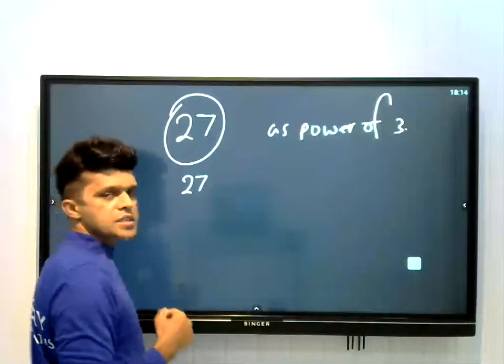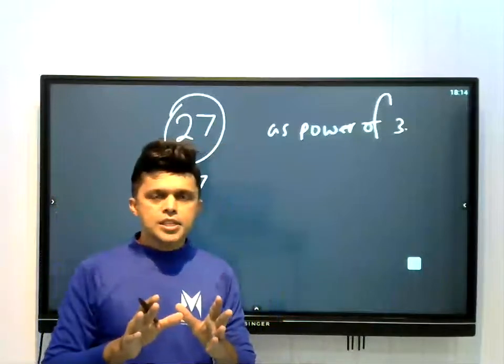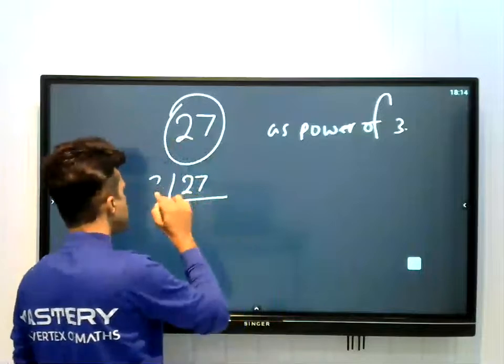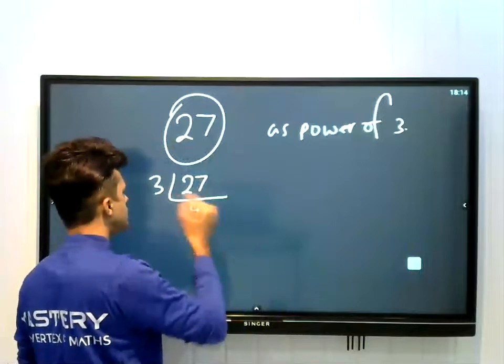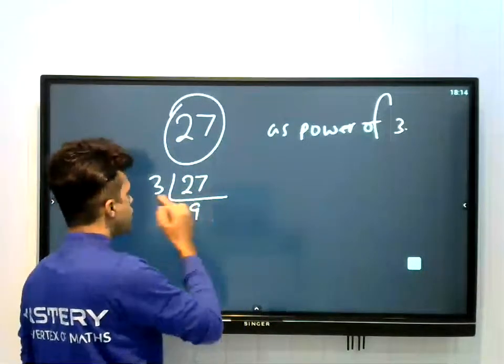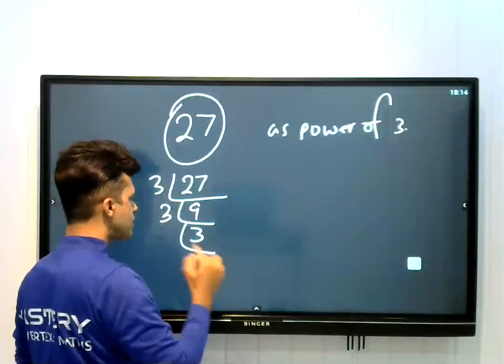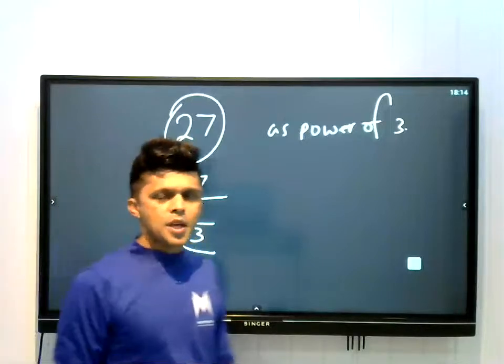Are we able to divide 16 by 3? 3 times 9 is 27. So it's okay, we can divide. 27 upon 3 is 9. 9 over 3 is 3. 3 over 3 is 1.